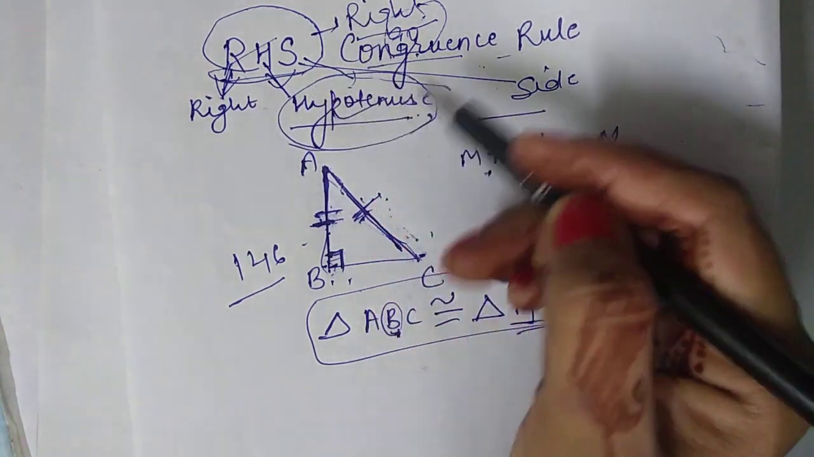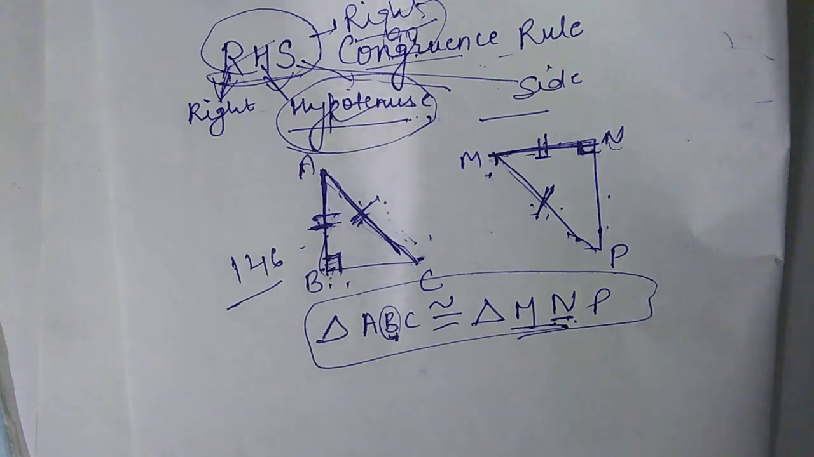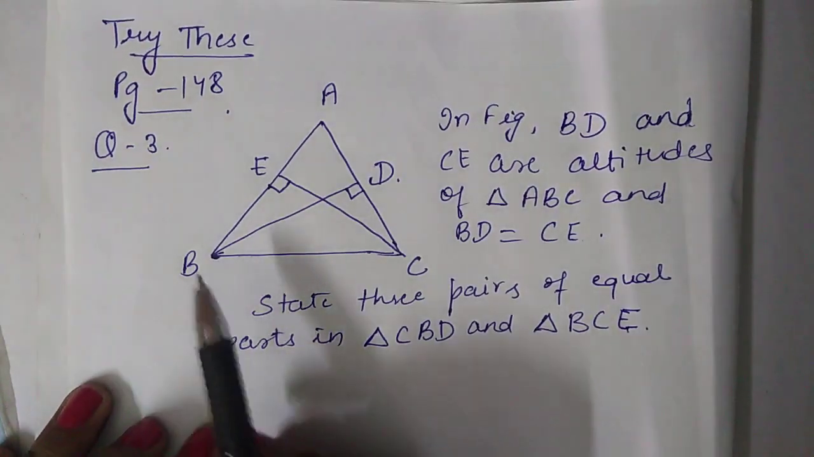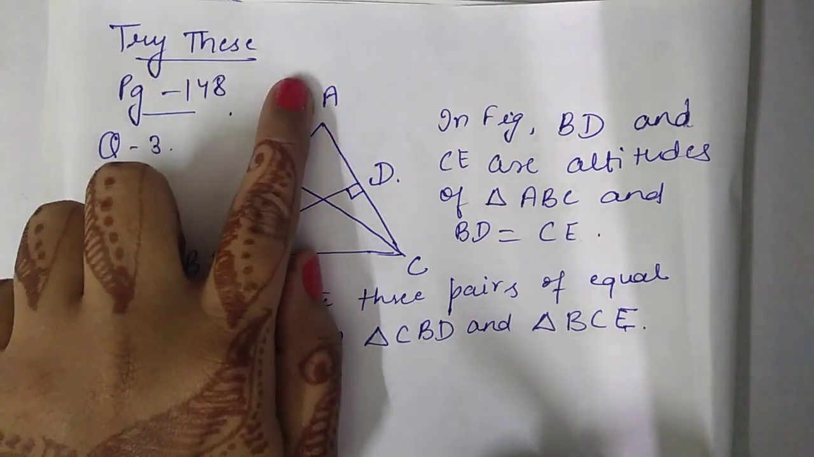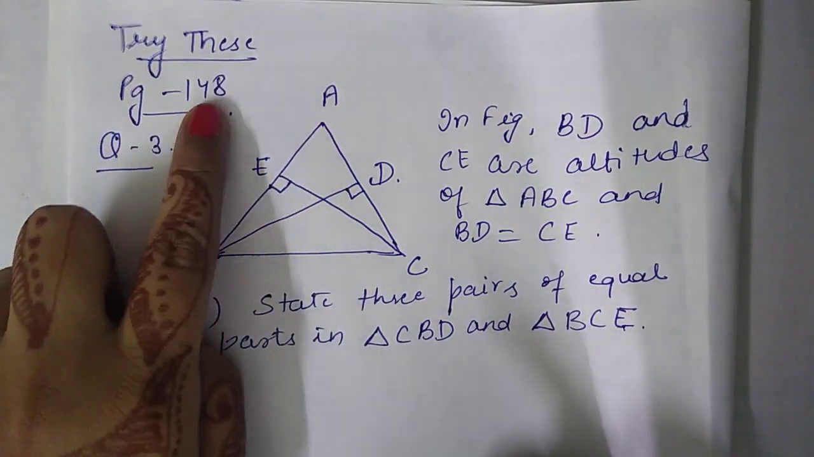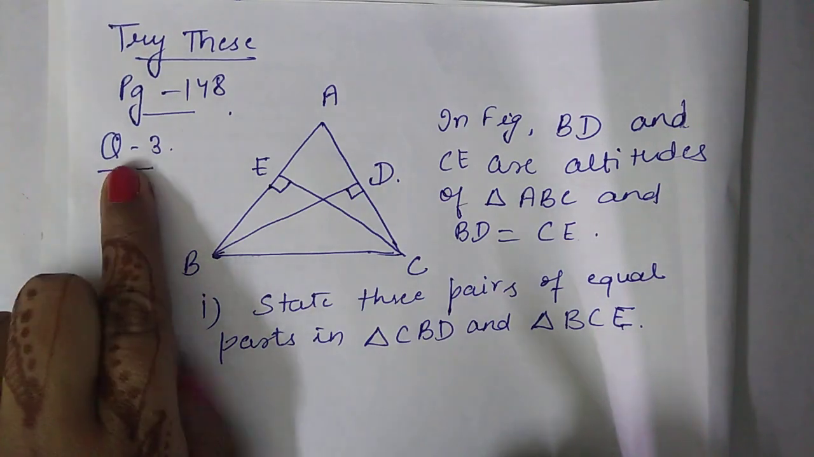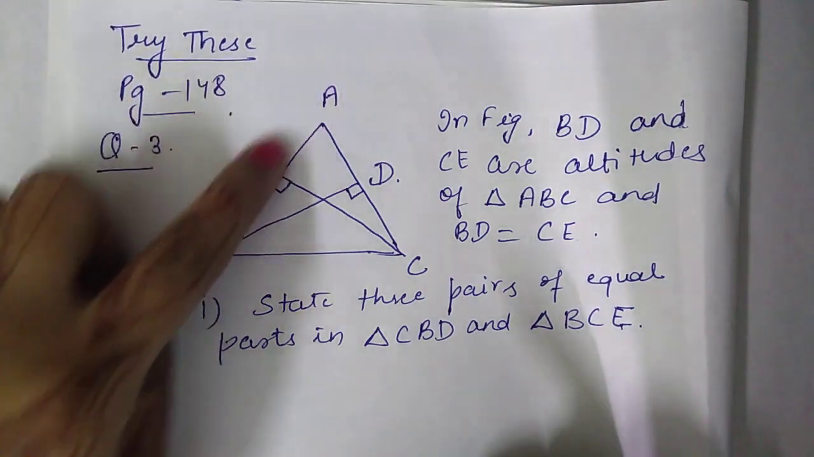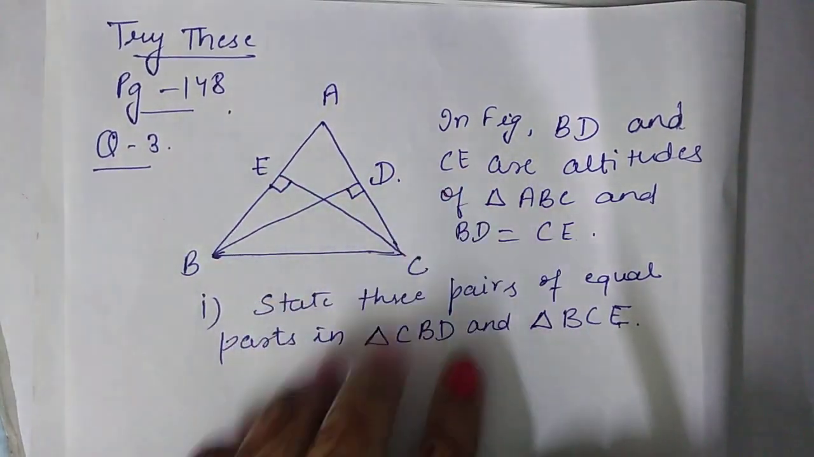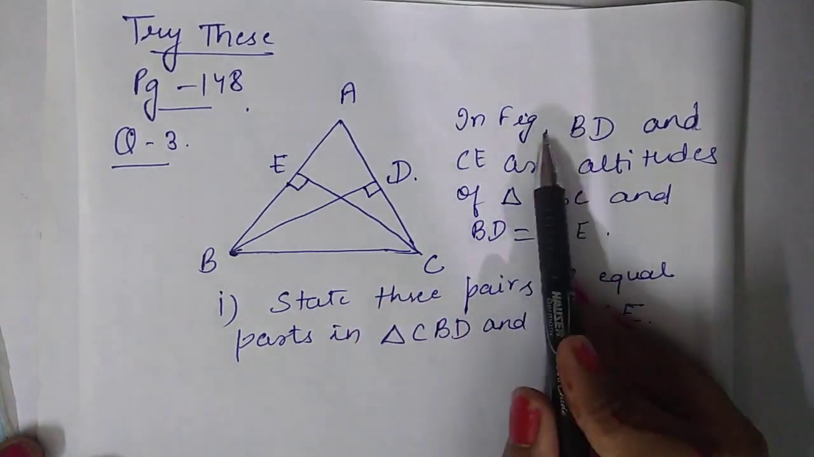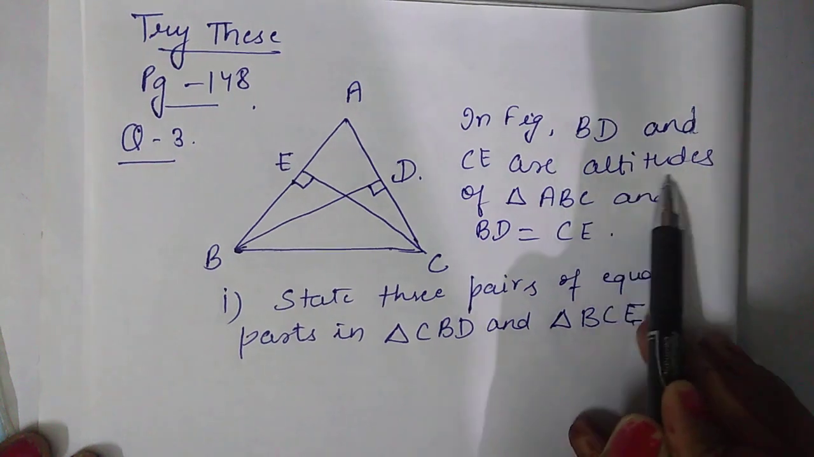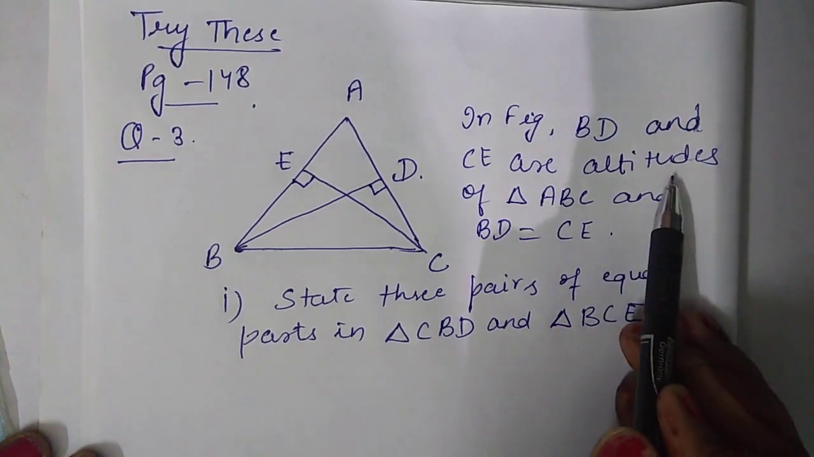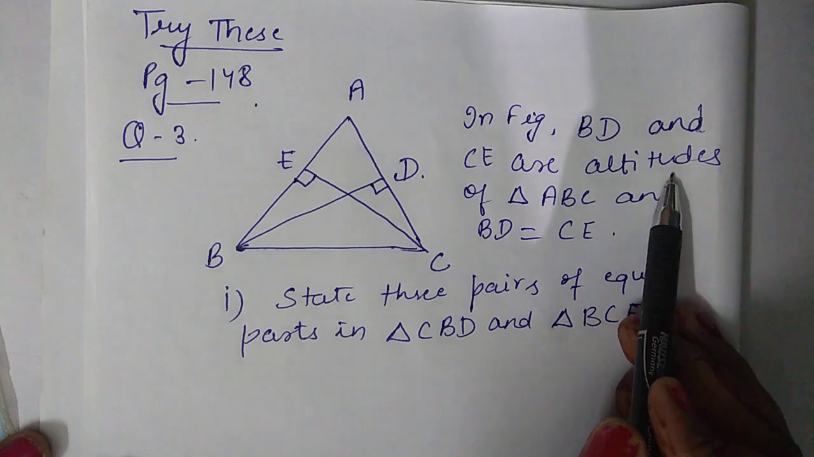Now let us discuss questions on the RHS rule. Students, try these questions on page number 148, question number 3. The diagram is given, and the question is: in the given figure, BD and CE are altitudes. Altitude means the line that makes 90 degrees on the opposite side of a triangle.